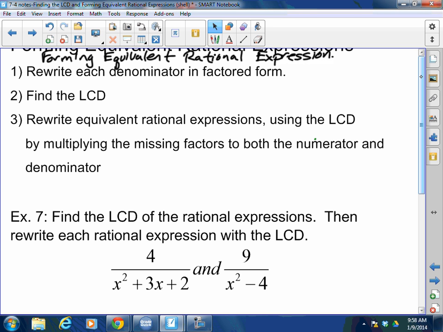the denominator. We're still not going to add them together today. I promise. We are going to convert them, though. So rewrite each denominator in factored form, find the LCD, which you know how to do. Then you're going to rewrite equivalent rational expressions using that LCD by multiplying the missing factors to both the numerator and the denominator.